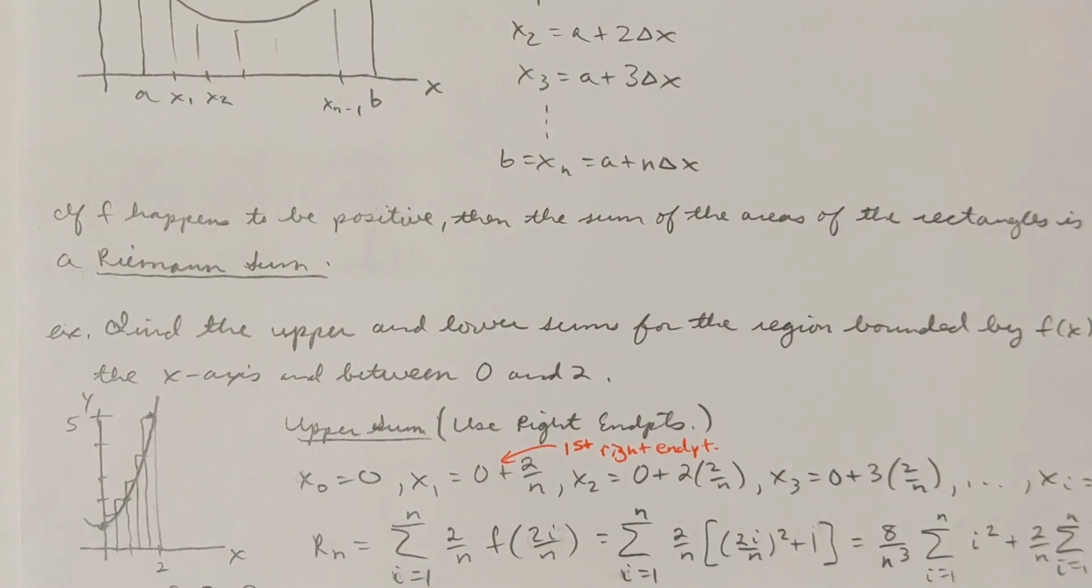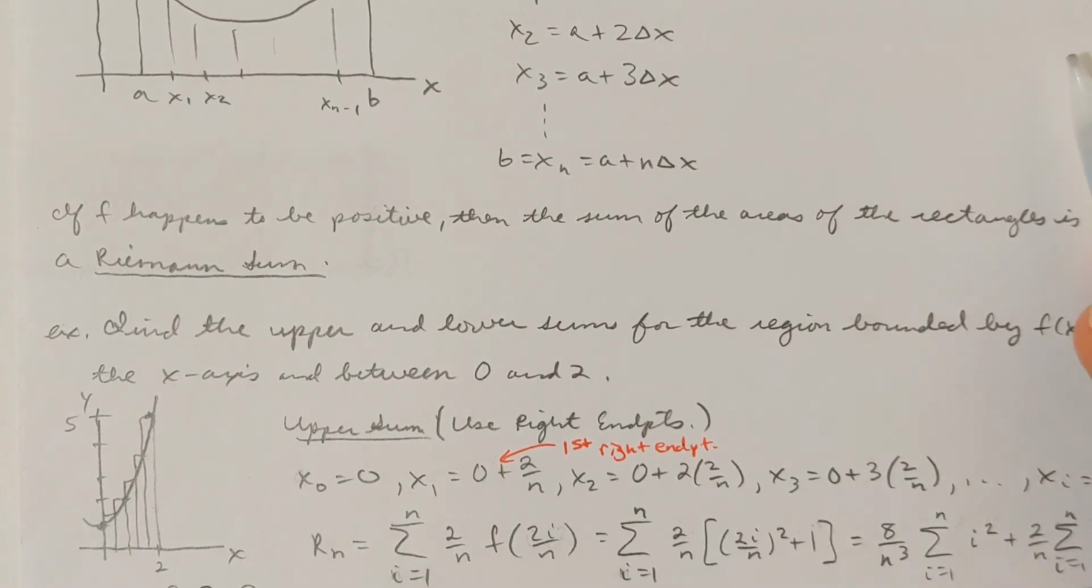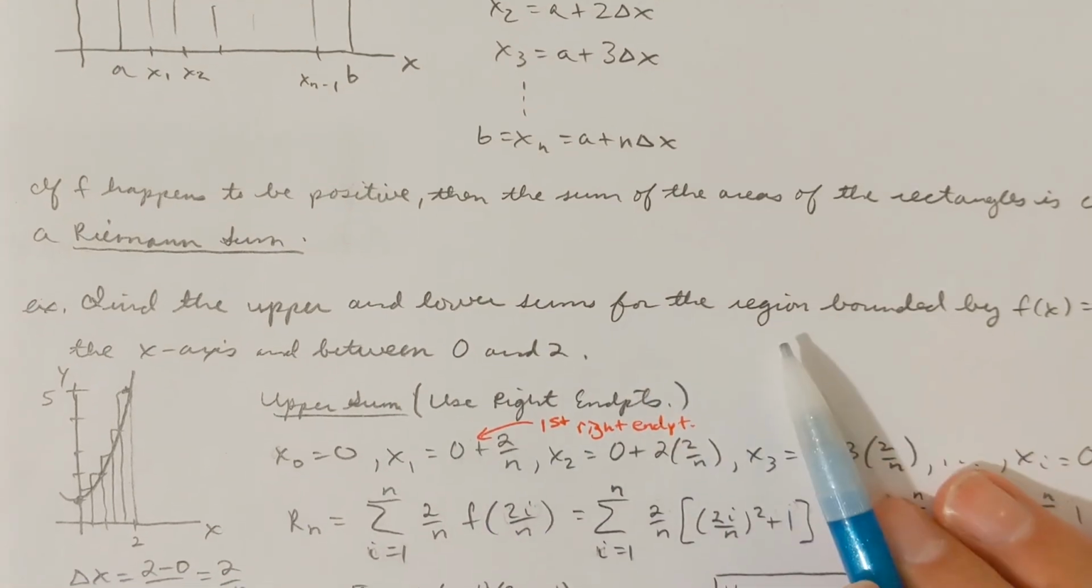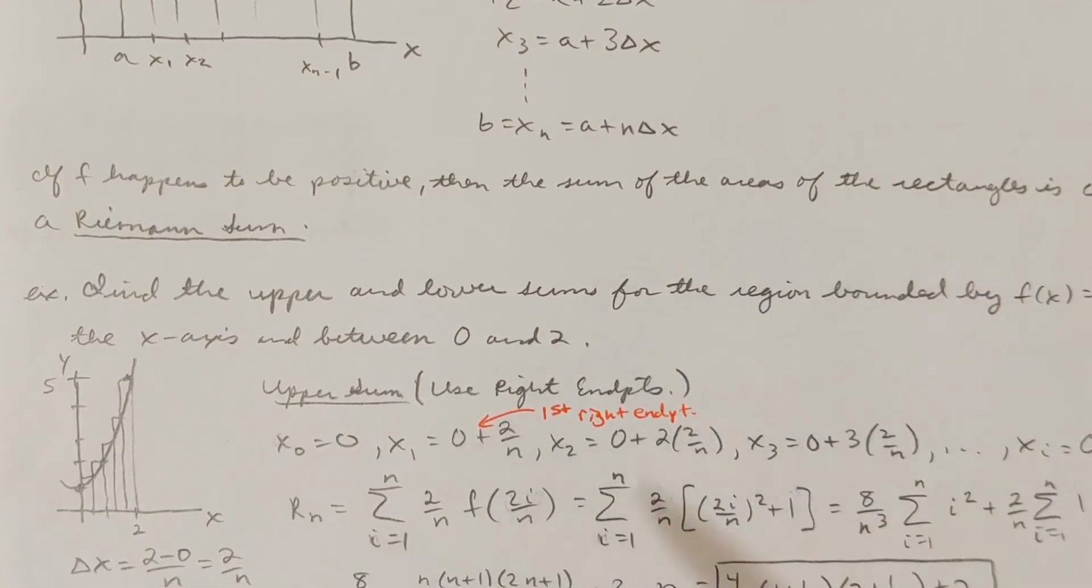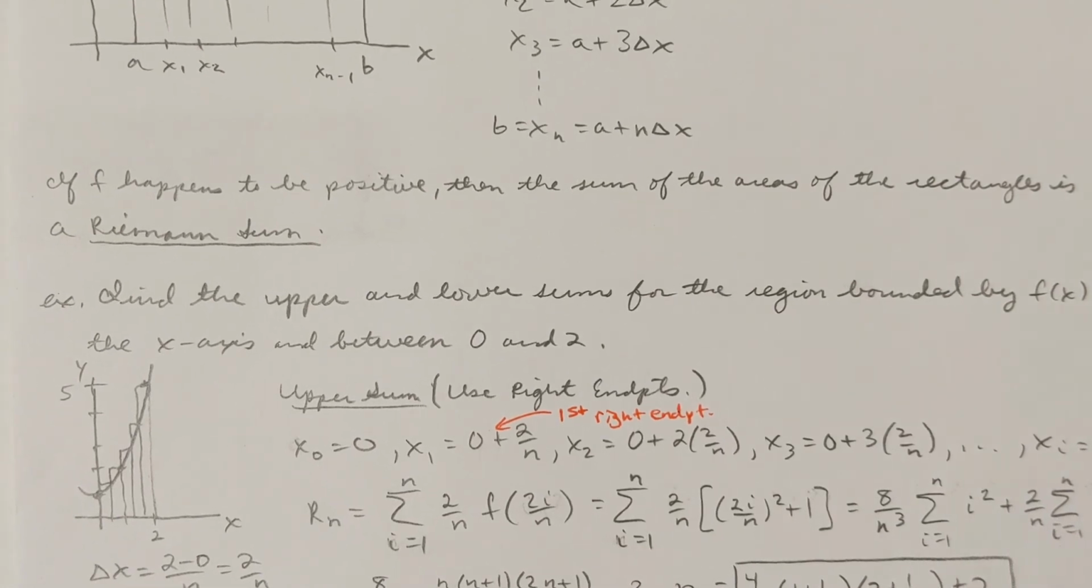We'll take a look at some examples of calculating upper and lower sums, and I'll talk more about a Riemann sum and the idea of area here in the next couple of videos.